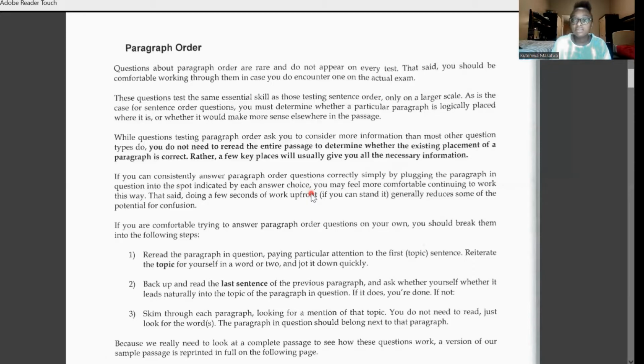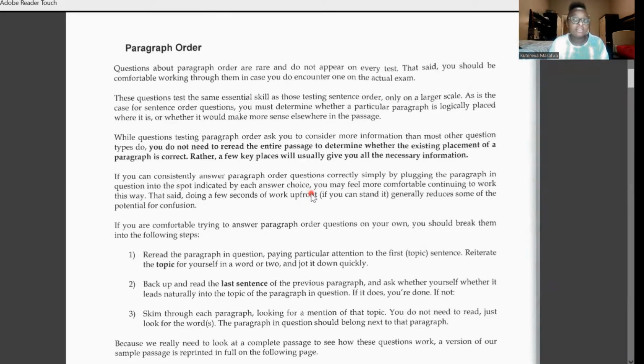You just have to look at sentences, right? For two paragraphs to flow well, the ending sentence of the previous paragraph should flow well to the beginning sentence of the next paragraph. So by focusing on those two paragraphs, you're able to tell whether a paragraph has been placed in the right position or not.